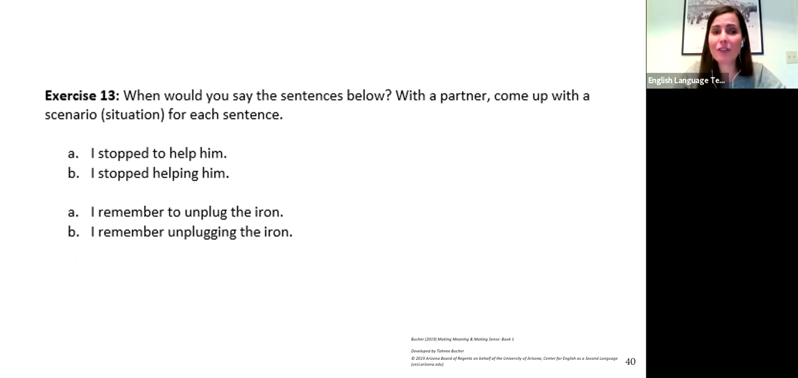I stopped to help him versus I stopped helping him. So by the scenario that they described to me, I will be able to see whether they know the difference between I stopped to help him, so I stopped what I was doing to go help him, or I stopped helping him, like, he asked me too many questions, I'm done, he never helped me, I stopped helping him. So by the scenario that they describe, I will know whether they understood the grammatical form. So it's another way to tap into that knowledge, right?